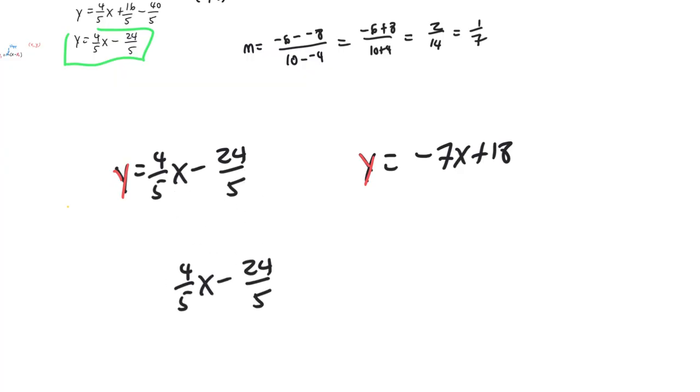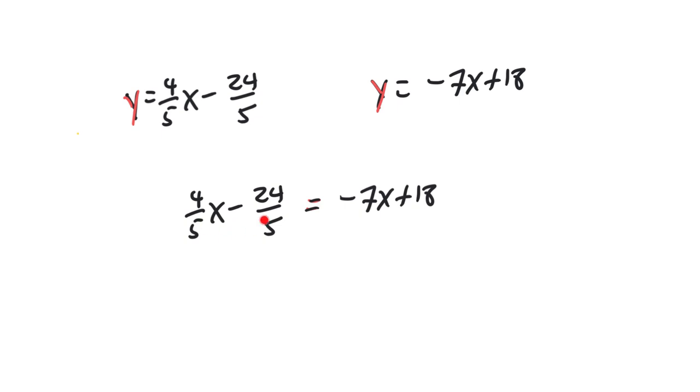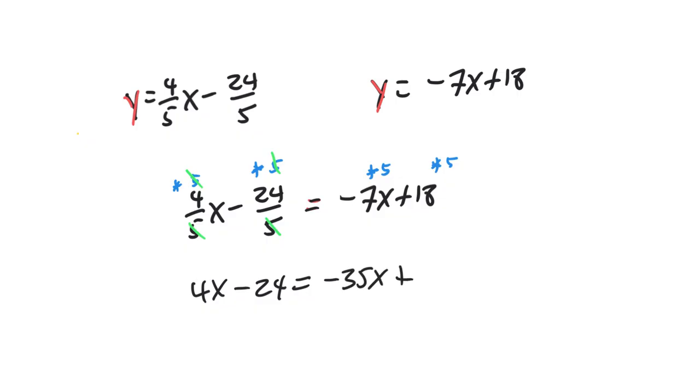So we can set them equal to each other, and that would be a matter of getting rid of this 5 that's on the bottom. The way I'm going to do that is to multiply everything by 5. You have to multiply everything by 5. That would cancel these out, which is a beautiful thing. On the left, we would be left with 4x minus 24. Over here, we would have negative 35x plus 50 plus 40, which is 90.